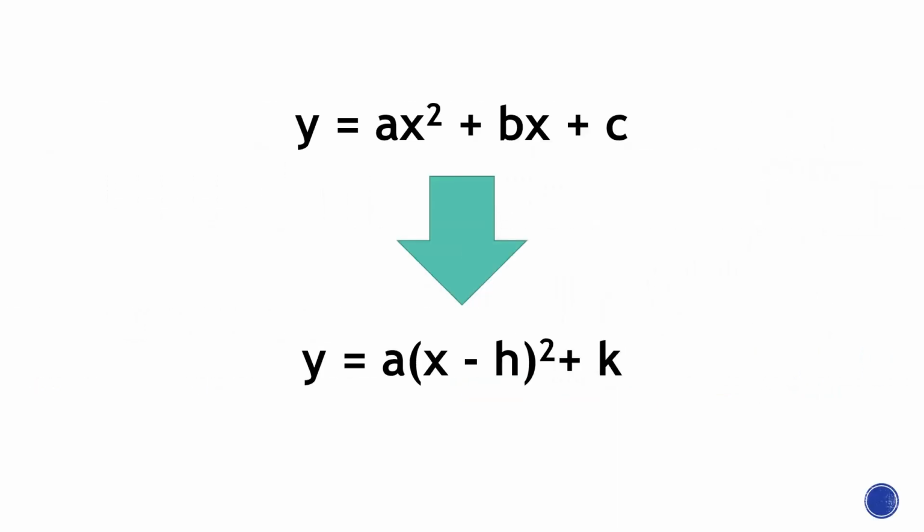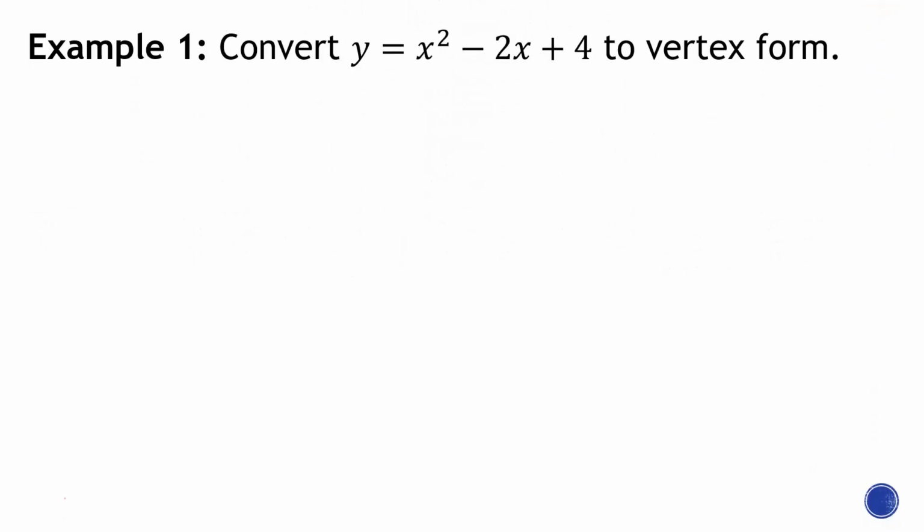We have the standard form. Using completing the square, we will convert or transform that into the vertex form. So let's go straight to the example. Here we have x squared minus 2x plus 4, and I'm going to write that here and then equate that to 0.